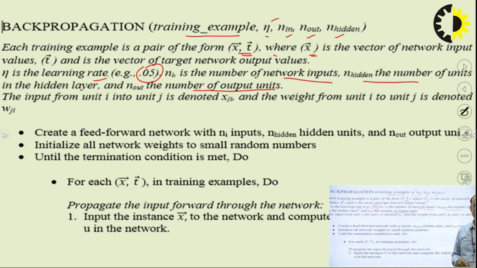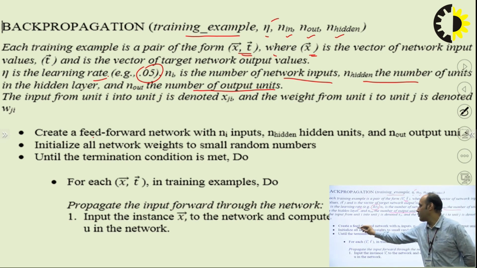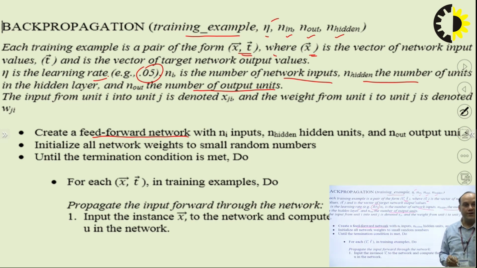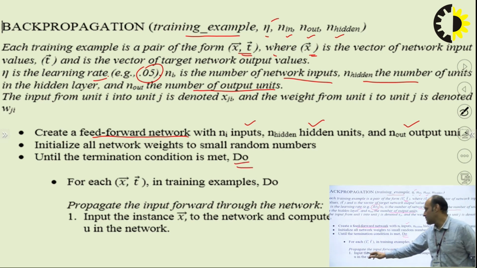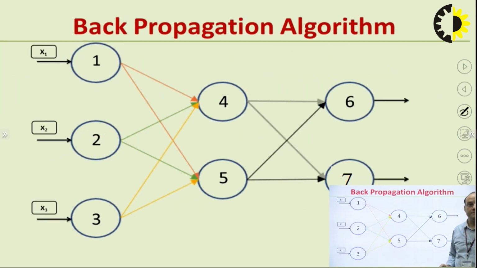So firstly, we create a feed forward network. This is step number 1: a feed forward network with some inputs, some hidden units and some outputs. Then next, we will initialize all the network weights to small random numbers. And then we repeat the following steps. This is the first step, the propagation network.